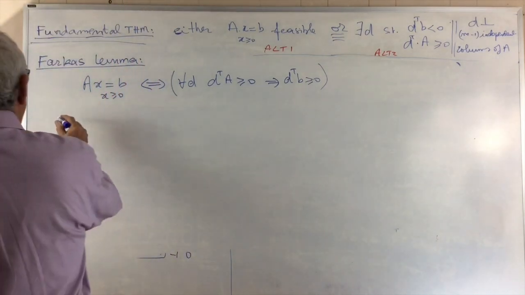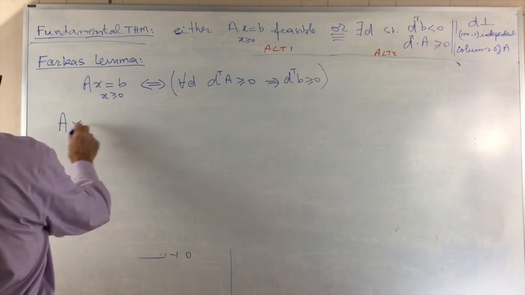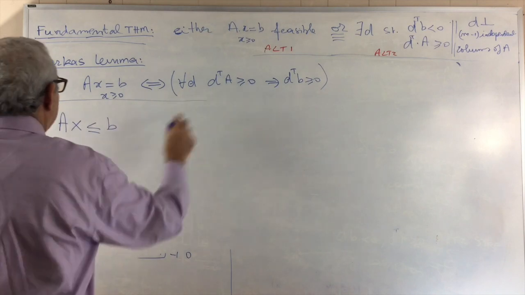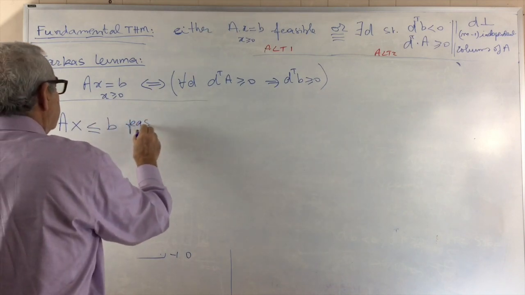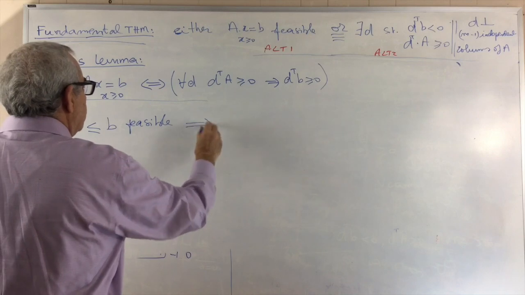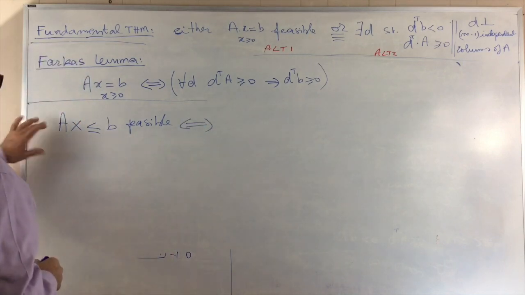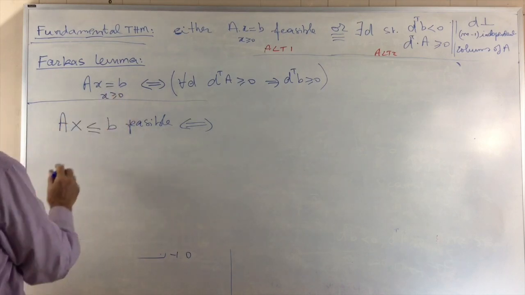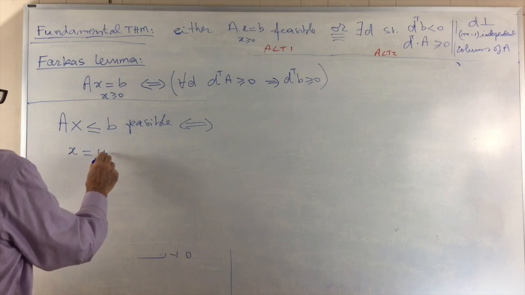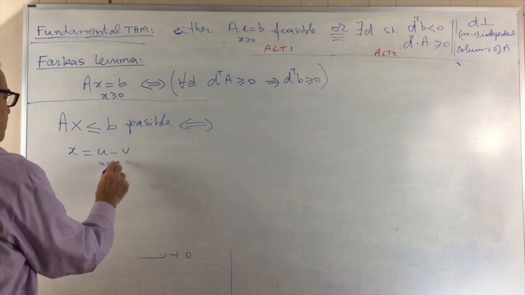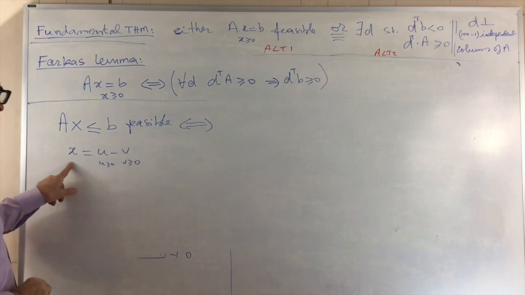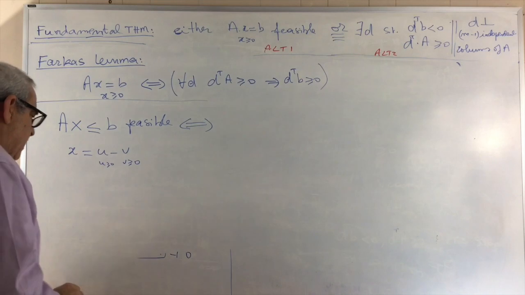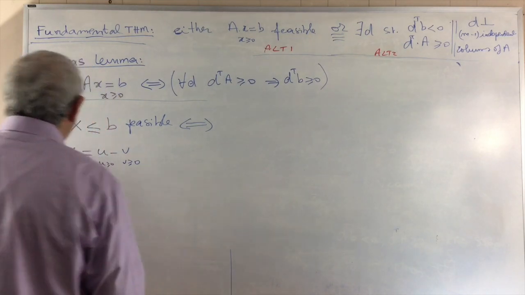For example, let's take a system like this: Ax less or equal to b. Right? Feasible is equivalent to. Let's find the Farkas lemma for this. Here, I didn't put x greater or equal to 0. So I'm going to write x equal to u minus v, u greater or equal to 0 and v greater or equal to 0. Any vector can be written as a difference of two non-negative vectors. That's an obvious statement.